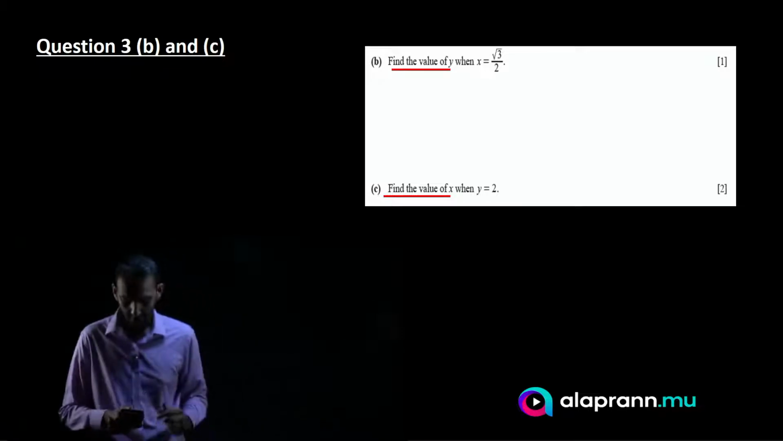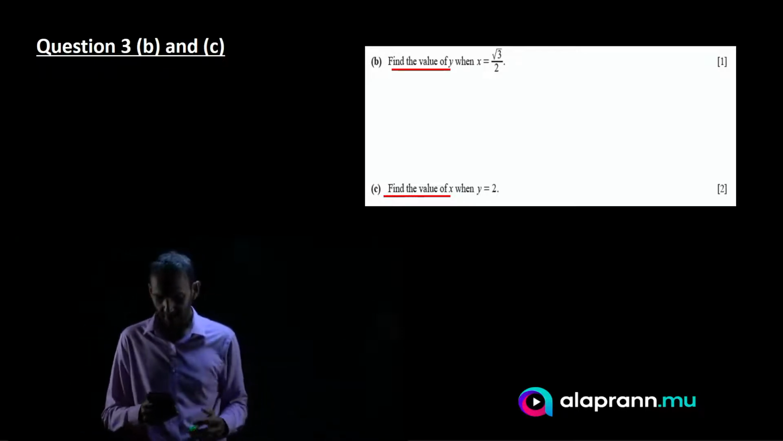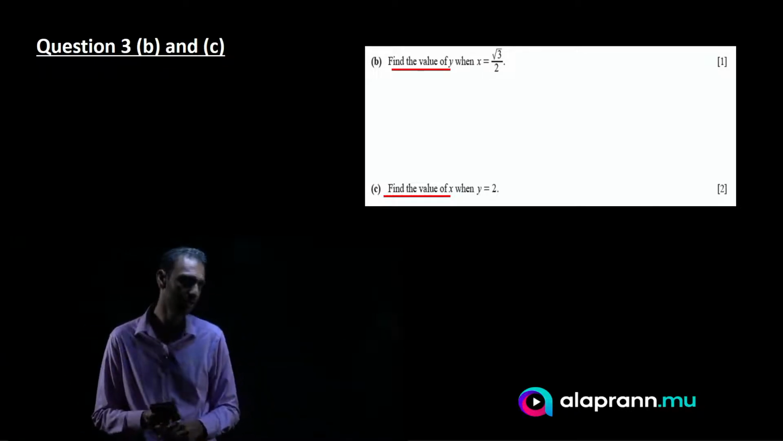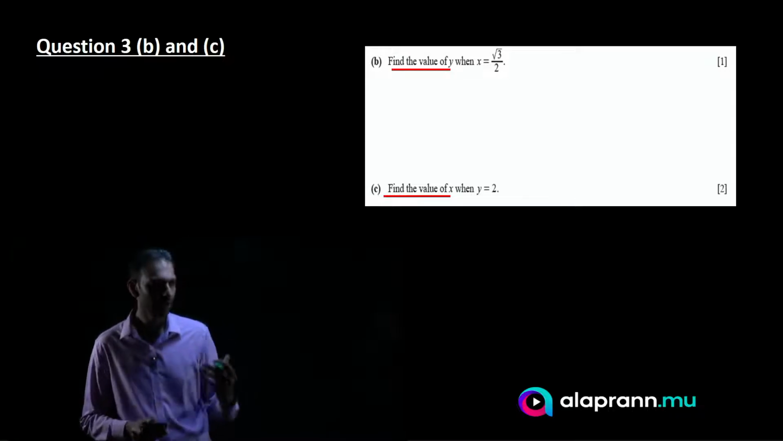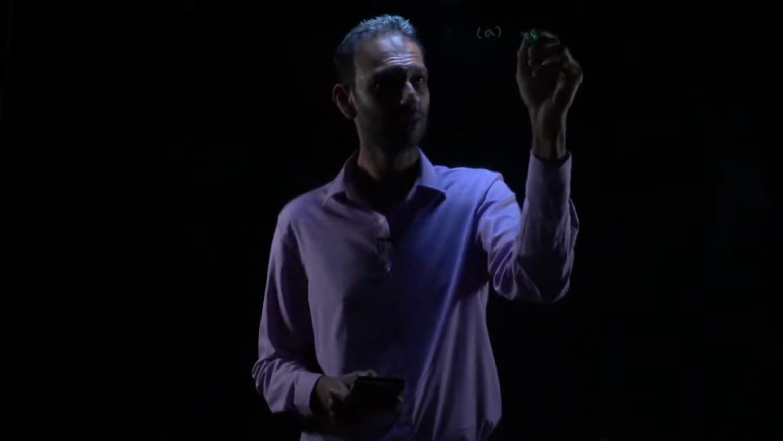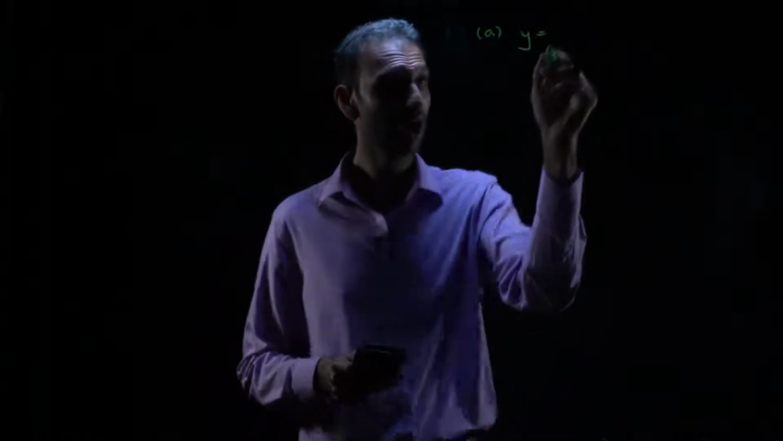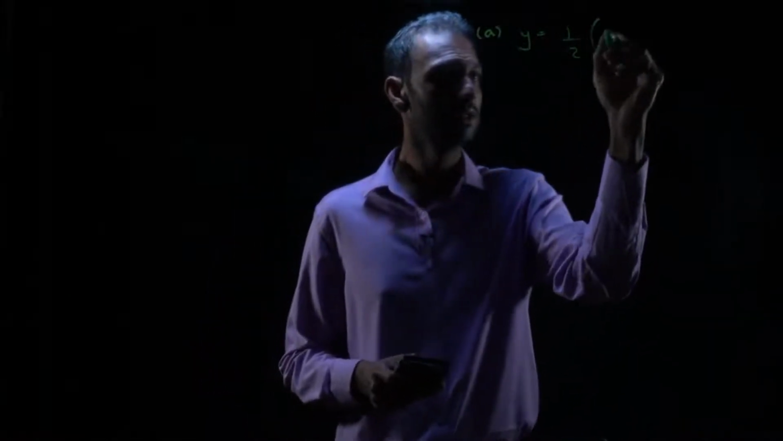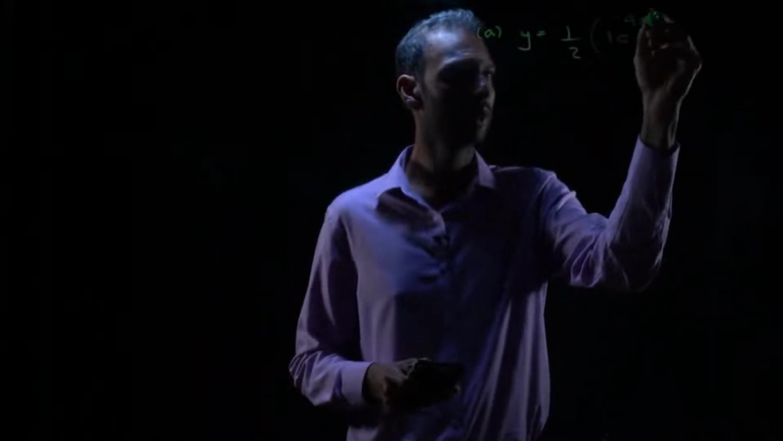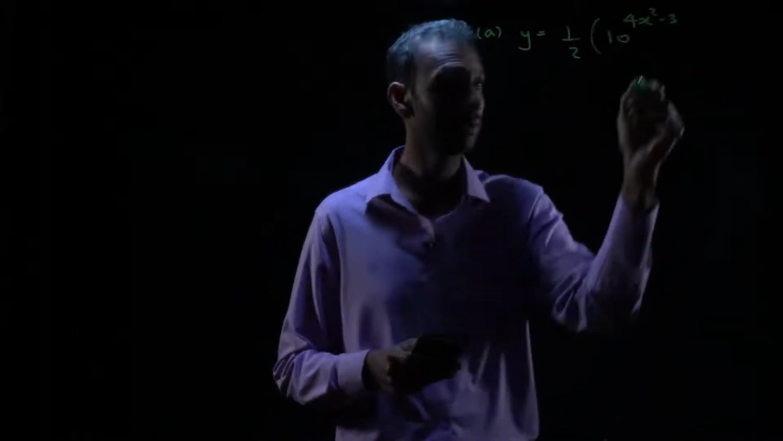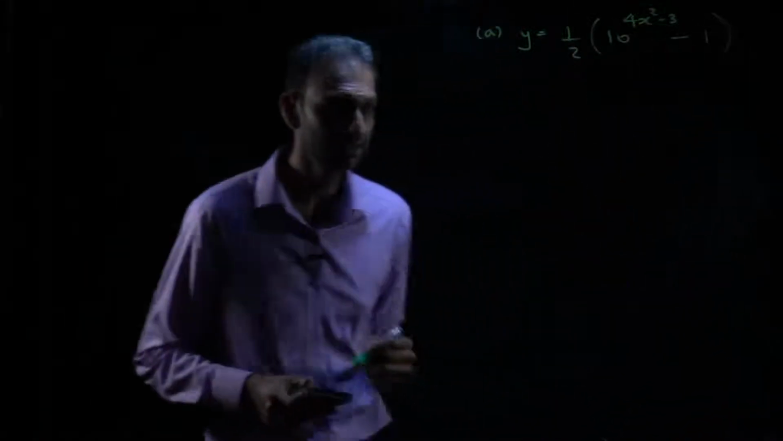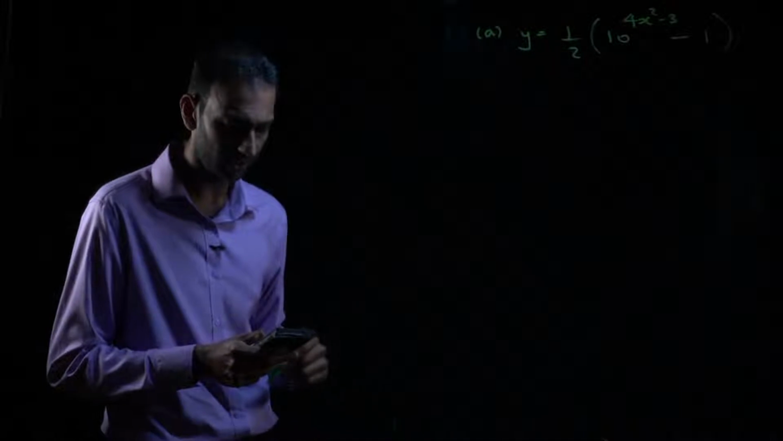Now, the second part of the problem is find the value of y when x is equal to root of 3 over 2. Now, for the first part, you've already made y the subject of formula. Fine, no problem. So let's copy it. So part A, we've said that y is equal to half, 10 to the power of 4x squared minus 3, and then we have minus 1. That's the equation which we got in part 1.